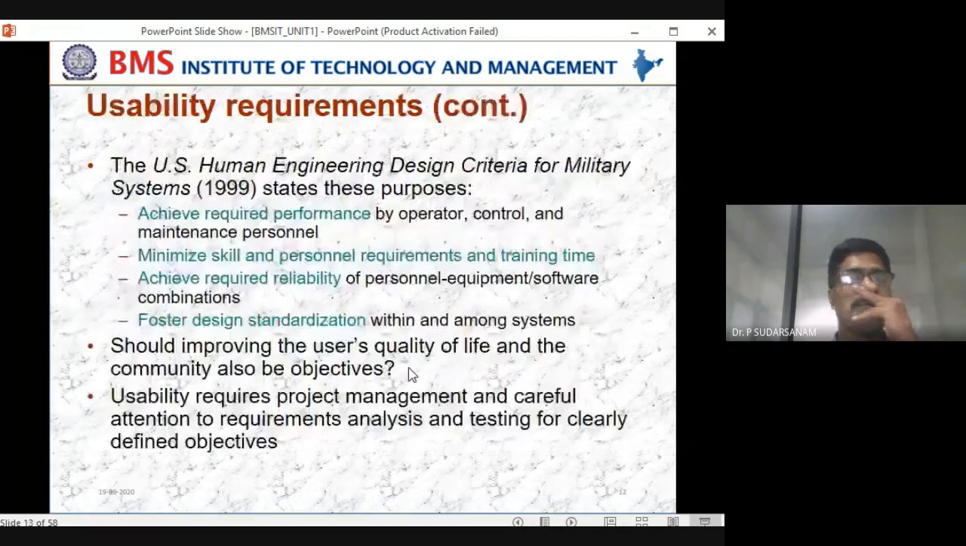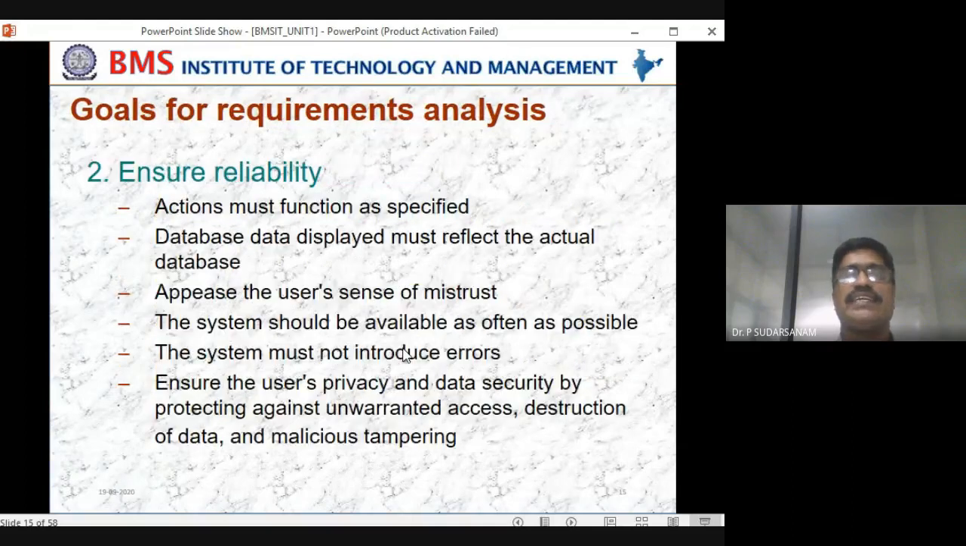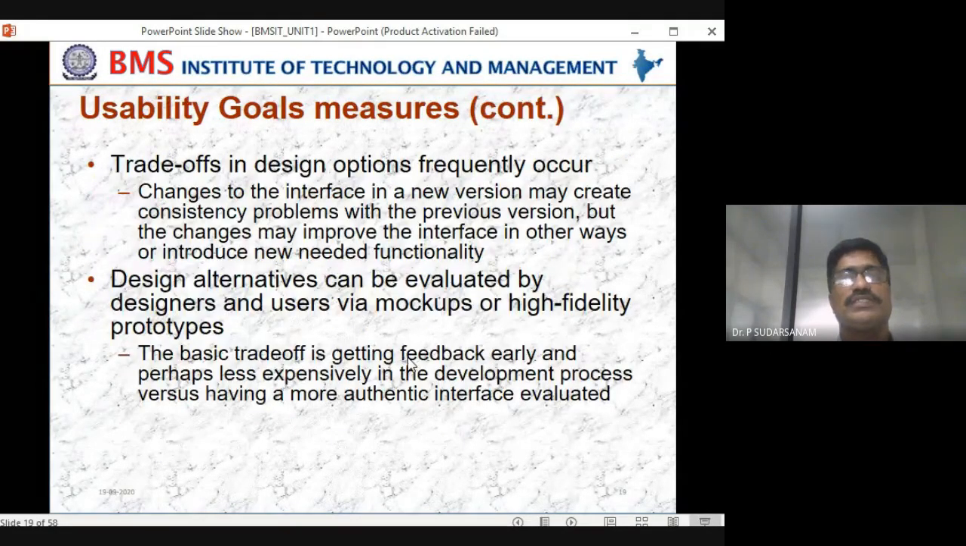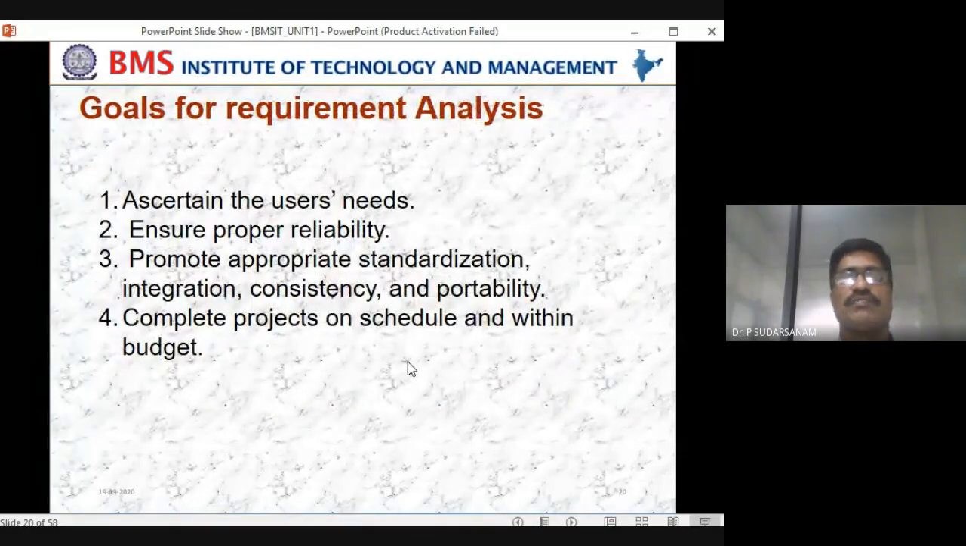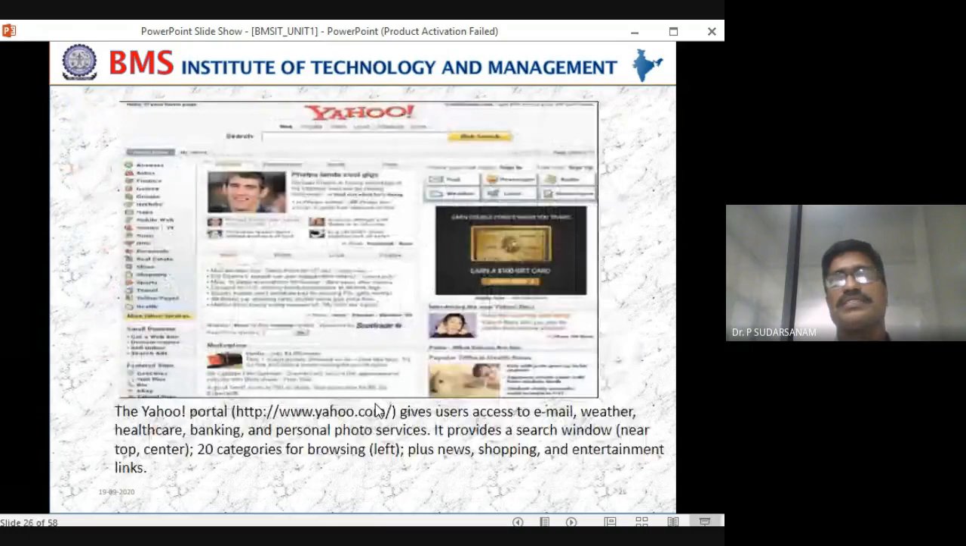So usability requirements, I told you. Goals for the requirement analysis, we have done it: ascertaining, ensure the reliability, promote and complete projects on time and within the budget. So goals and measures, this is how it will be working. Goals for the requirement also we have done: ascertain the users' needs, ensure proper reliability, promote appropriate standardization, integration, consistency and priority, complete the projects on schedule within the budget. This is the first chapter and second chapter.